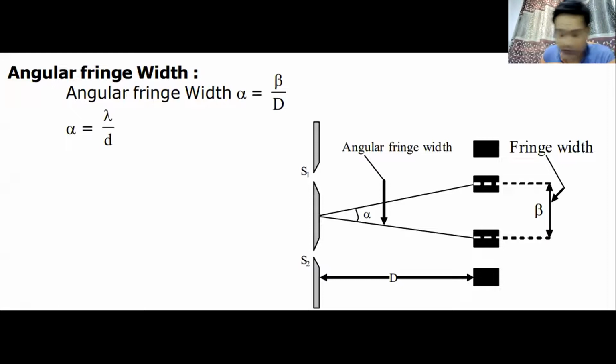And the next point here is known as angular fringe width. Now, what do you mean by this angular fringe width? The fringe width that we saw was in terms of length. It was the distance between two consecutive bright or two consecutive dark fringes. You can see this fringe width, yes or no, beta? These are the two dark fringes, and we are trying to find out the distance between the two dark fringes.